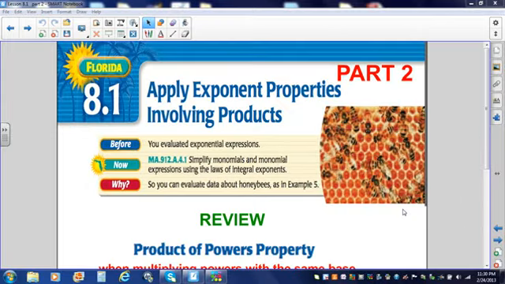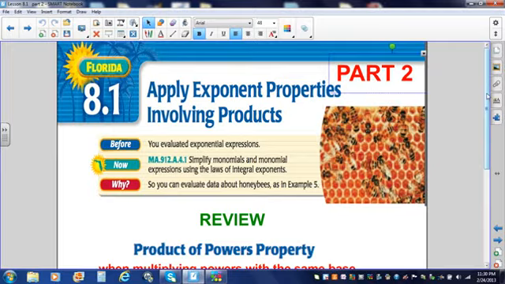Alrighty, let's get started with today's notes. Today's notes will be on lesson 8.1 again. This will be part 2. We will do a quick review.